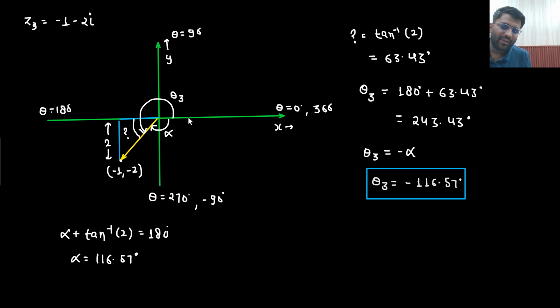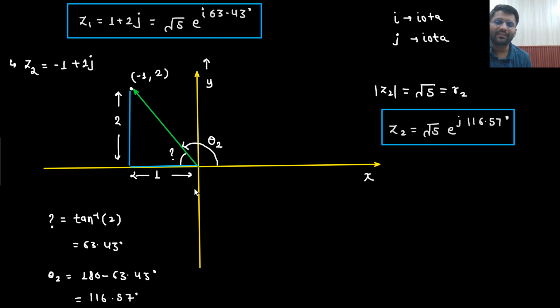Similarly, the angle made with positive x-axis in the anti-clockwise direction has to be 270 degrees. But if you are supposed to find the angle in the clockwise direction, what is that? That is minus 90 degrees. Okay, so 270 is equivalent to minus 90 degrees. Understandable?